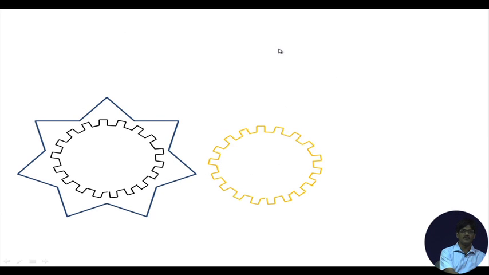This is an example of how the splined shaft works. Suppose you are seeing from the end one splined shaft here.